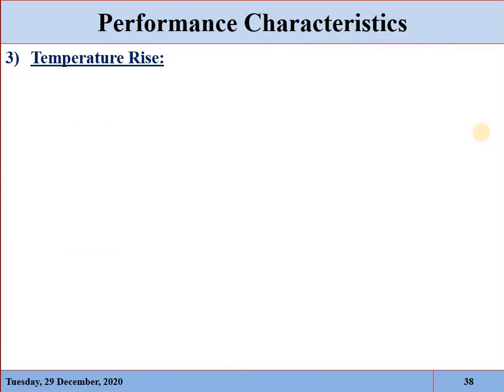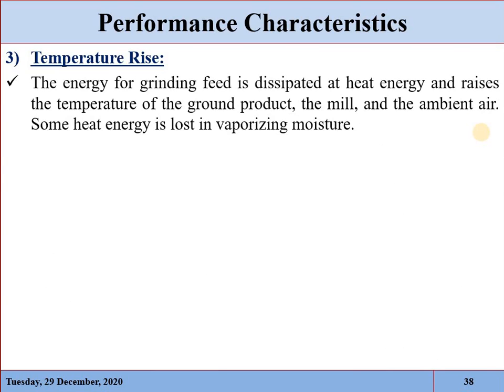And the third factor is the temperature rise, which is used for the performance evaluation of a size reducer. The one which generates more heat will be less efficient compared to the one which generates less heat during size reduction. The energy used in grinding the product is dissipated as heat energy and raises the temperature.